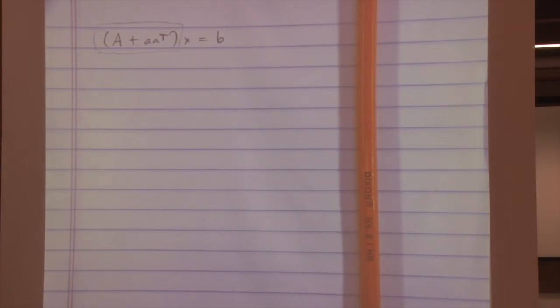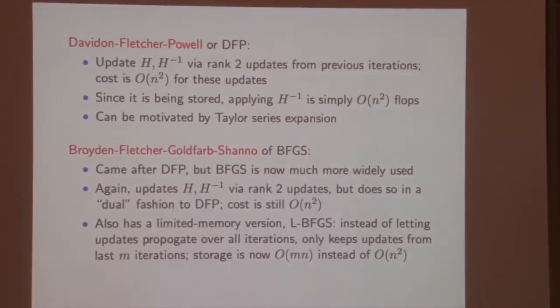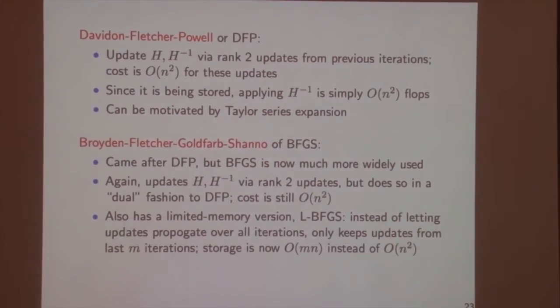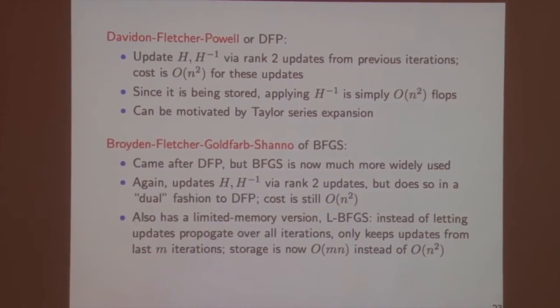BFGS came later, and I'd say it's much more widely adopted now. I don't think very many people use DFP anymore. The idea is the same. We're going to take an approximation of the Hessian that we had before. We'll take outer products of gradients in some sense to form a new approximation of the Hessian. Doing that's only n-squared computations. And we can also solve a system in the new approximate Hessian in n-squared computations. So it's much faster than a single Newton step.